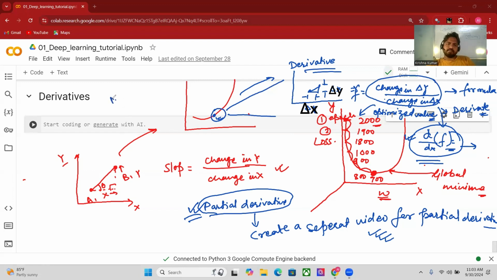One website is there, Math Is Fun. This website will help you understand mathematical concepts like partial derivative very easily. Just go to Google, search it, and you will get partial derivative first, so you have to click on it. The website name is Math Is Fun.